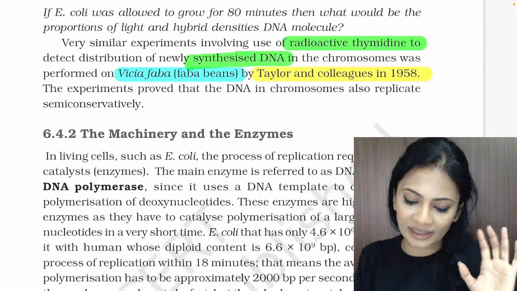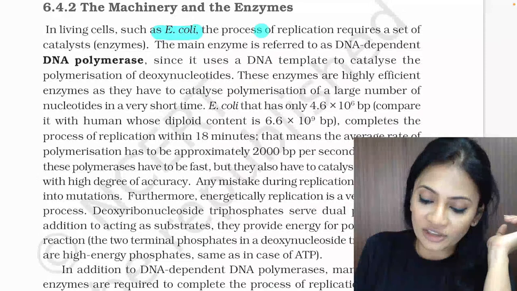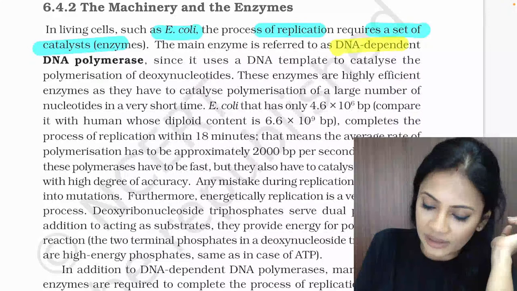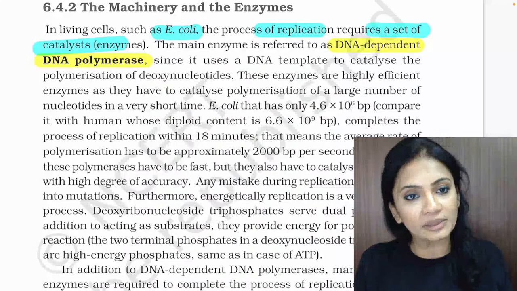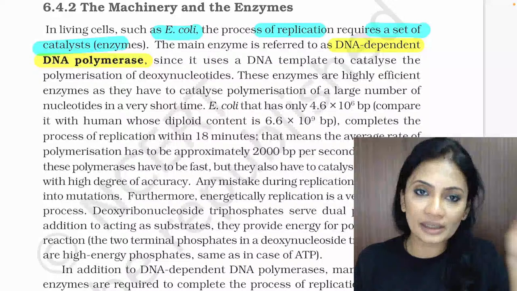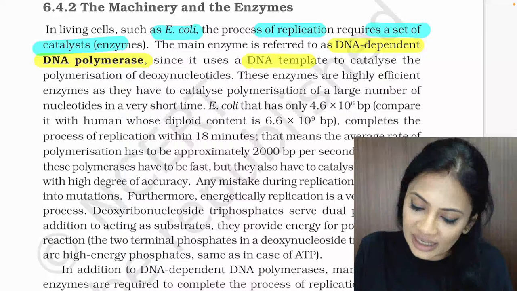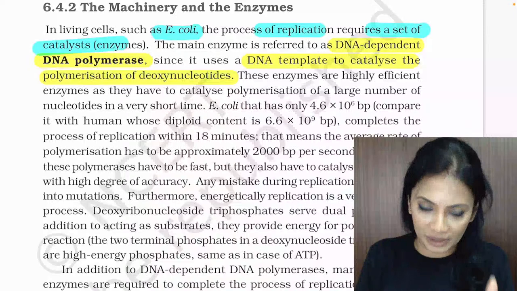Alright. Now, in living cells like E. coli, the process of replication requires a set of catalysts. What is the name of the enzyme? DNA dependent DNA polymerase. What are you making? DNA. So, the enzyme is DNA polymerase. It is based upon DNA. Fine. It uses DNA as a template to make sure that polymerization is happening.